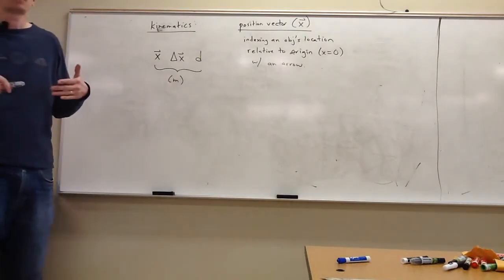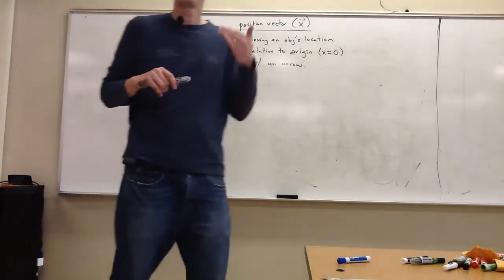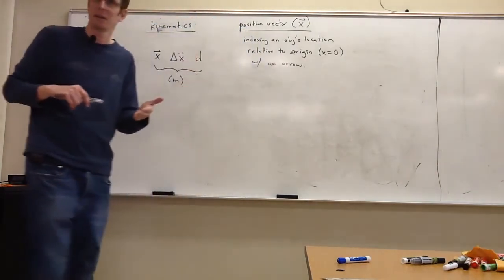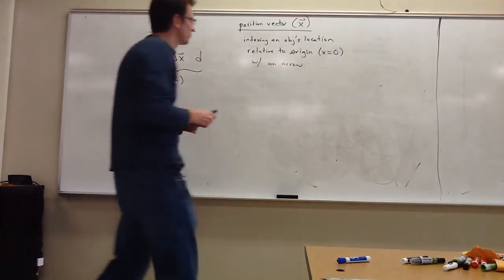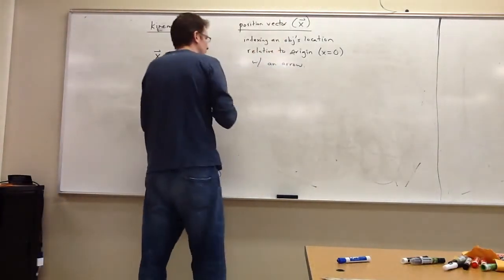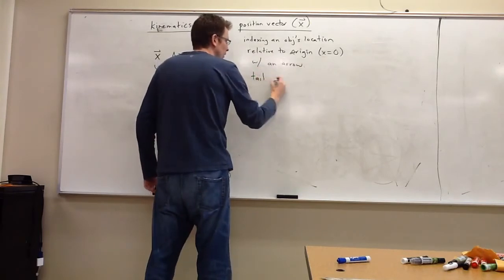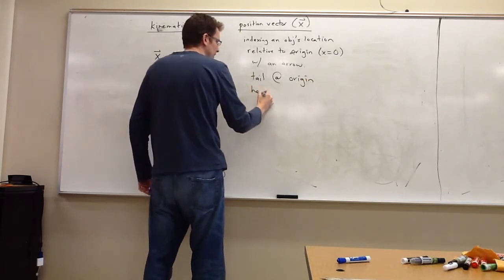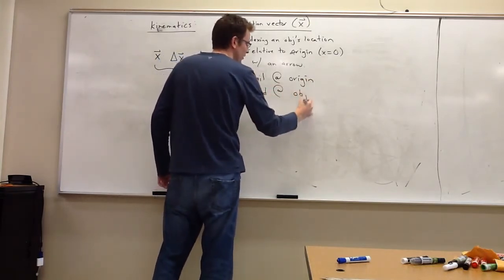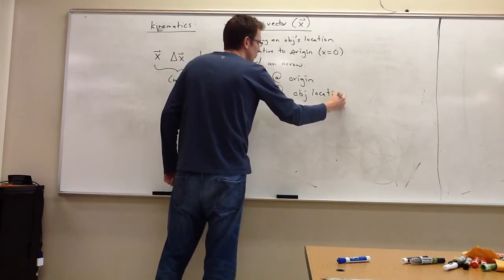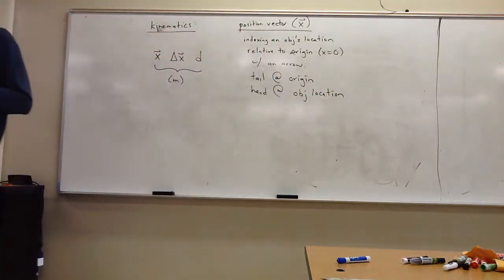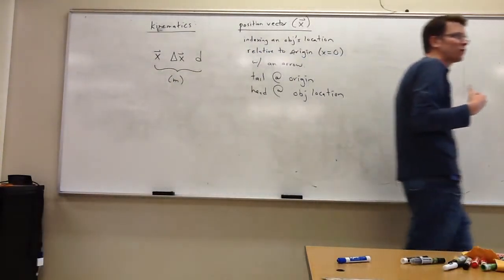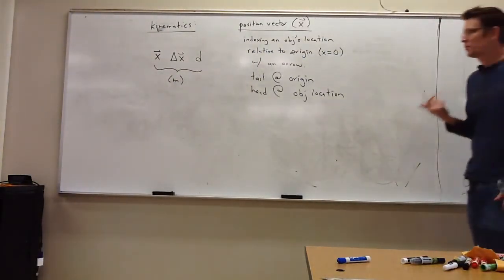Okay? So for instance, on a football field, you have the 0-yard line, but a given play does not have to start always at the 0-yard line, right? It's just a reference. Here's how it works. The tail of the arrow is at the origin, and the head is at the actual location of the object. That gives you a recipe on how to form the position vector.